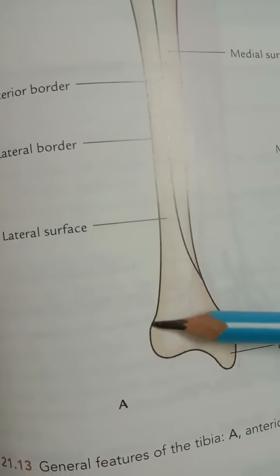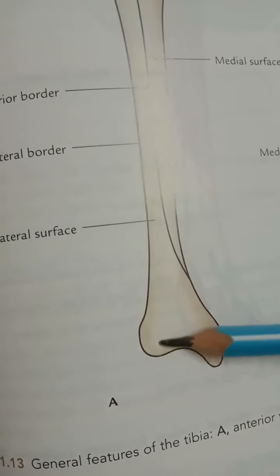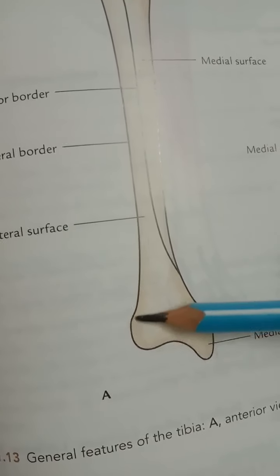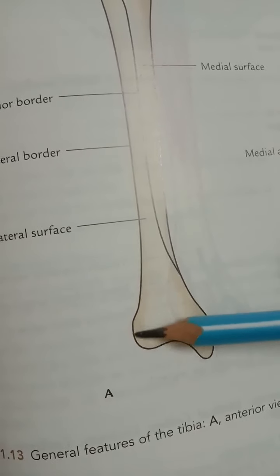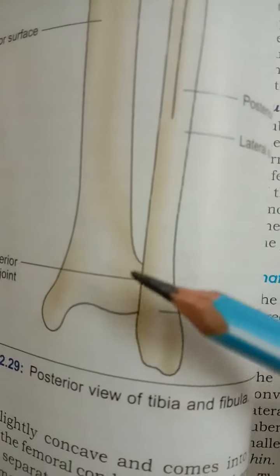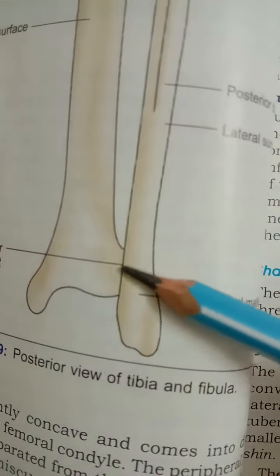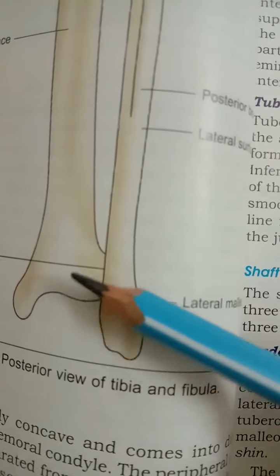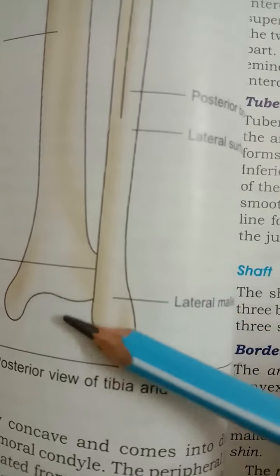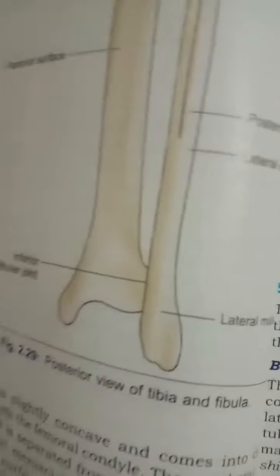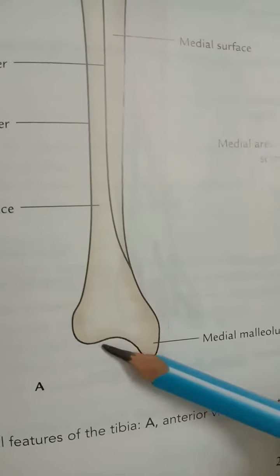Then the lateral surface. The lateral surface presents a triangular fibular notch. So here, this one here, and here the lower end of the fibula is attached. So here in this diagram you can see this one. Here the notch is present and the lower end of the fibula is attached. The upper part of the notch is rough and the lower part is smooth. This one.